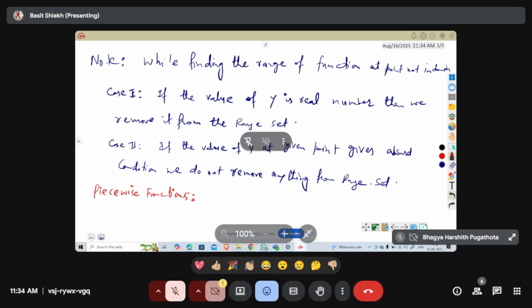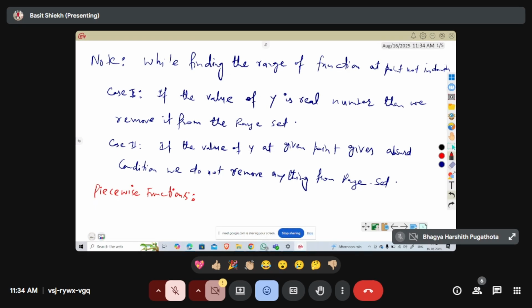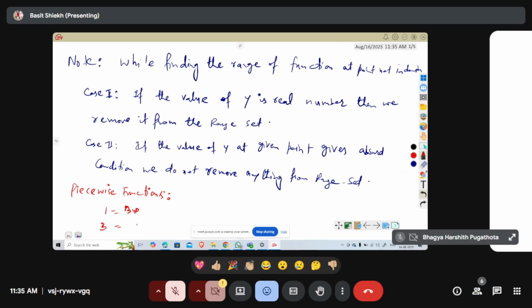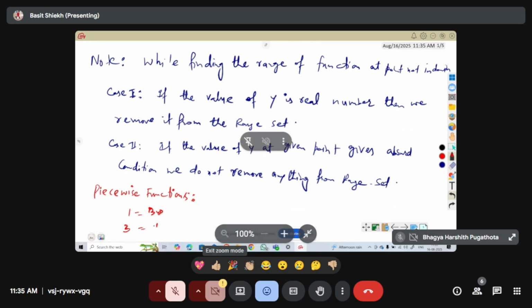Now the rules for parking are: if you place it for 1 hour, they will charge 30 rupees. 1 hour equals 30 rupees. If we stay there for up to 3 hours, then they will charge 70 rupees. And if we stay there for more than 3 hours, then they will charge this 70 plus 30 rupees per hour.